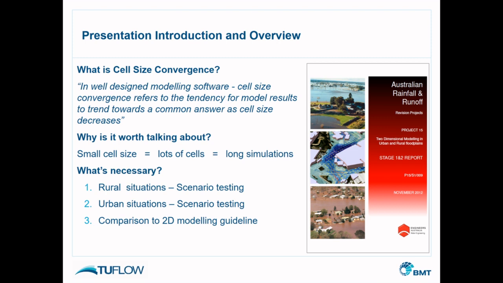Further to that, I'll be doing some comparisons against some industry best practice 2D modelling guidelines, and the image on the right shows you the guideline I'll be comparing against. It's the Australian Rainfall and Runoff Project 15 report, two-dimensional modelling in urban and rural floodplains. If you haven't read this document before and you're new to modelling, I highly recommend downloading it and having a read. It's a very thorough document, stepping through every aspect of 2D flood modelling. You'll find it on Google by searching for Australian Rainfall and Runoff and Project 15. It should be top of the list.